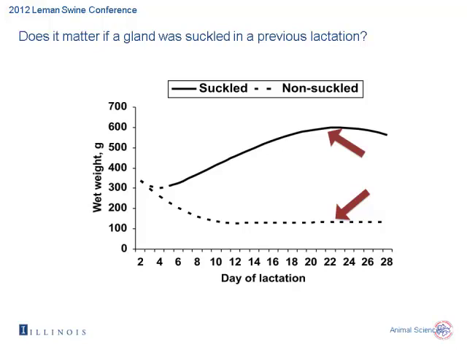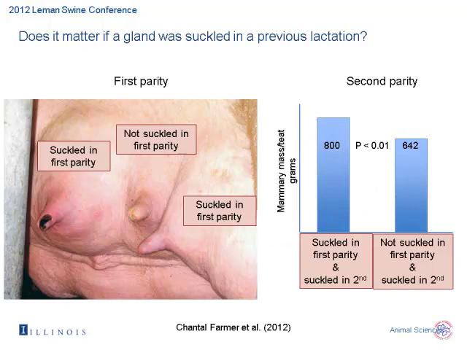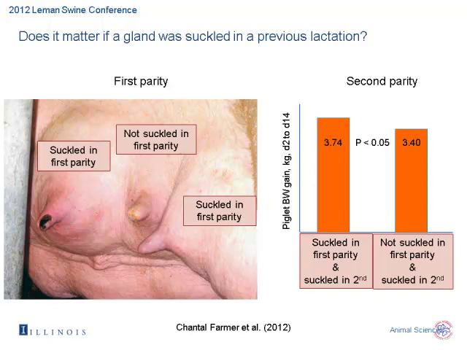Chantal Farmer up in Canada, it's actually just now, I think it's online, Journal of Animal Science, but it'll be out in print if it hasn't already been. So this is really what we're talking about. Taking this gland that's been suckled in the first parity, this gland was not suckled in the first parity. And then in the second parity, the ones that were suckled in the first parity and suckled in the second parity developed significantly more mammary mass than this one that was not suckled in the first parity, but then suckled in the second parity. So it does make a difference. The lactational history of the gland does make a difference.